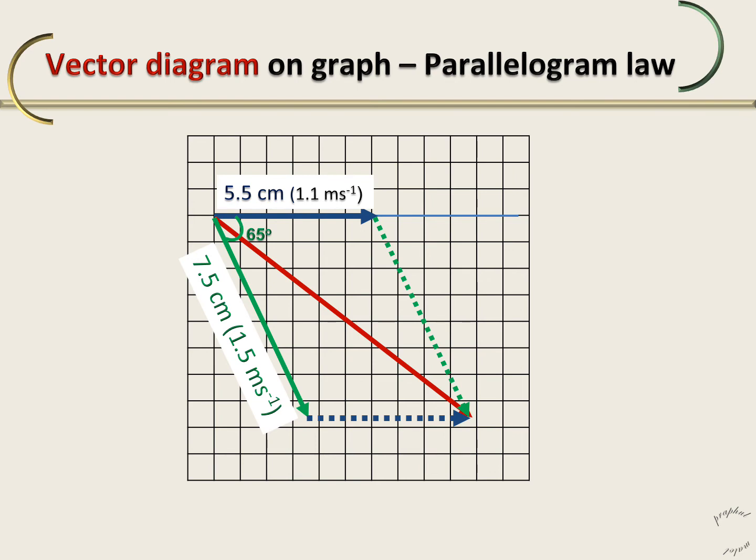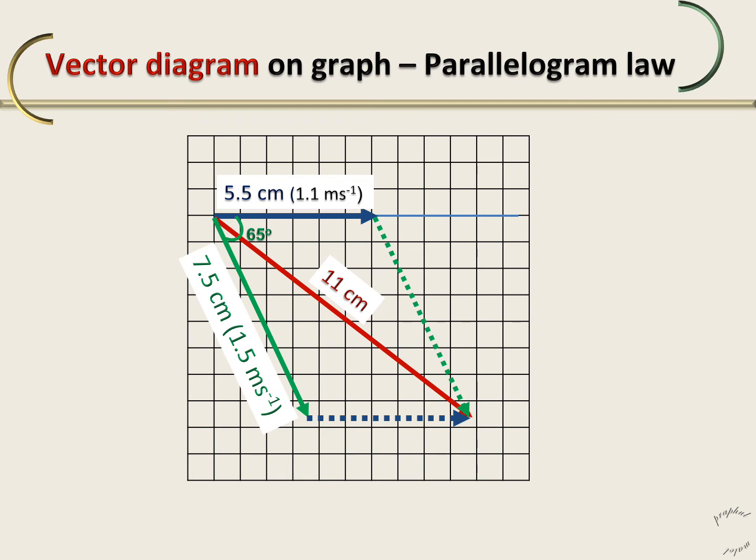Then using a ruler you can measure the length of the diagonal and you can convert it to the actual value using the scale of the graph. So these are the two methods you can use to find the resultant of a vector using graphs. Okay, the parallelogram law and the triangular law on the graph. But what if no graph paper is given?